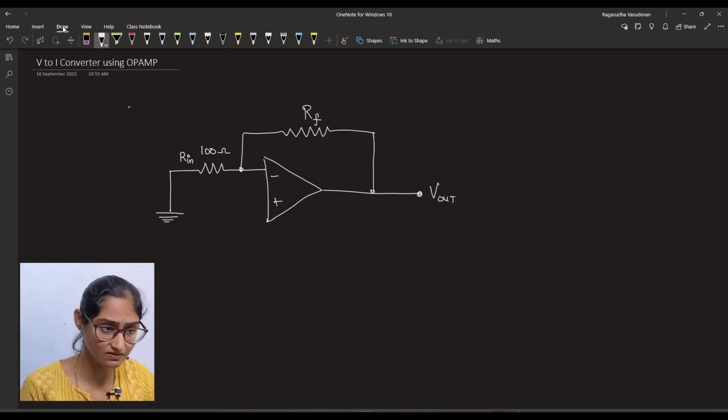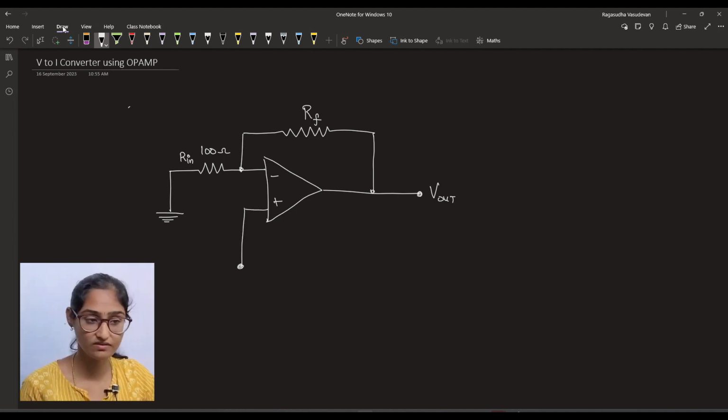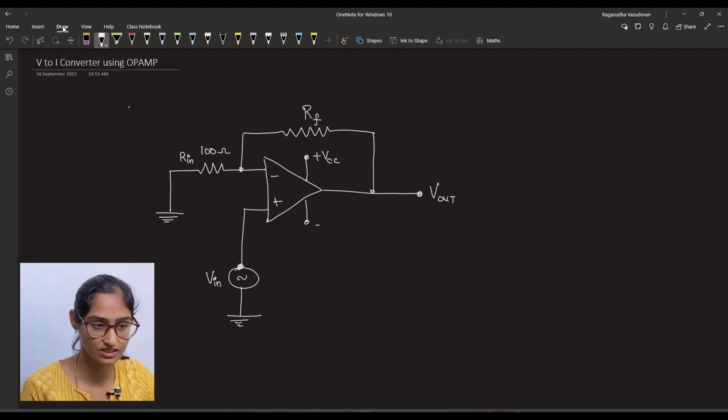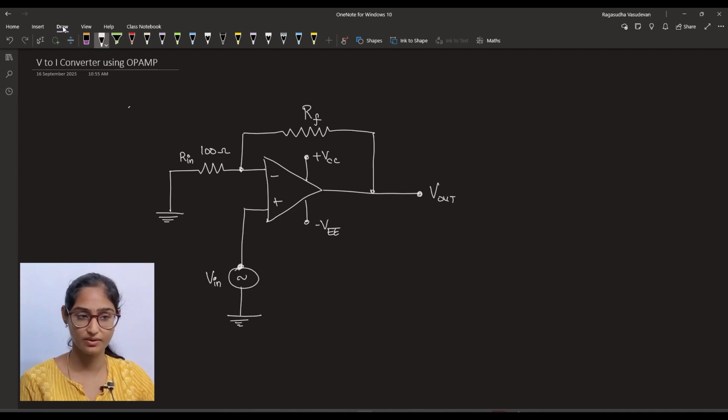This is based on a very simple principle actually. In the non-inverting terminal, we will be applying our signal input, Vin, which is approximately 1 or 2 volts in the range. And obviously we will be supplying this with plus VCC and minus VEE for the operation of this amplifier. If you want to know the basics of this, you can quickly check out this video where I have explained a lot about how this op-amp works and the differential mode of operation with BJTs.